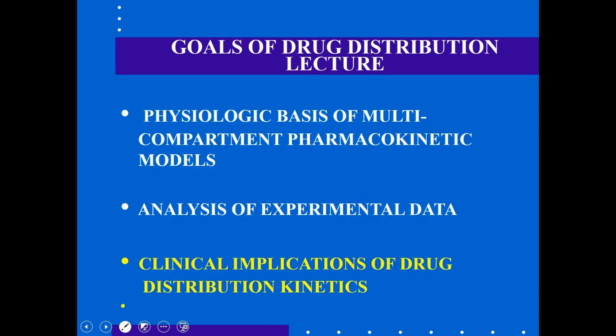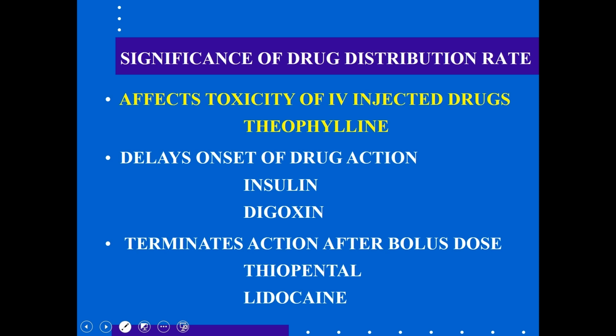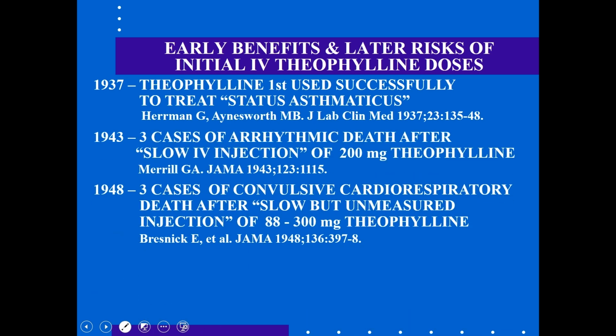Now let's continue this line of thought by considering some of the clinical implications of drug distribution kinetics. First of all, there are some drugs that are given rapidly by intravenous injection that are quite toxic. Theophylline, again, is a case in point. In the late 30s, it was found to be a valuable drug in treating asthmatic patients with status asthmaticus. But several years later, it was noted to have both fatal arrhythmic toxic effects and central nervous system and cardiorespiratory toxicity.